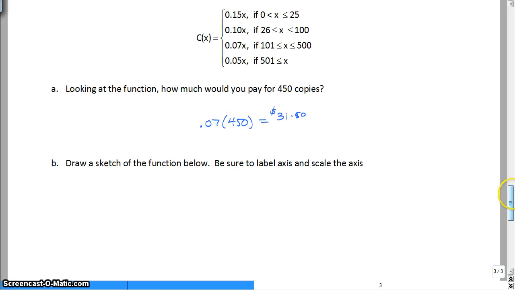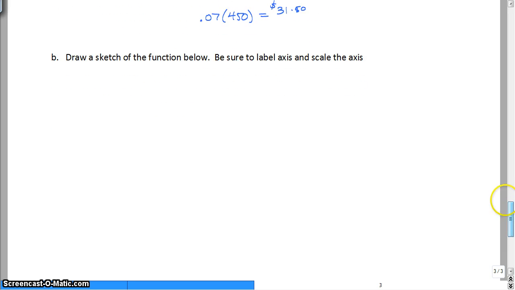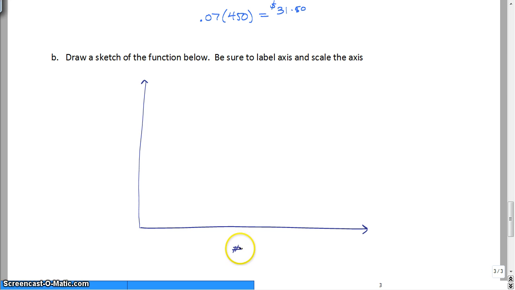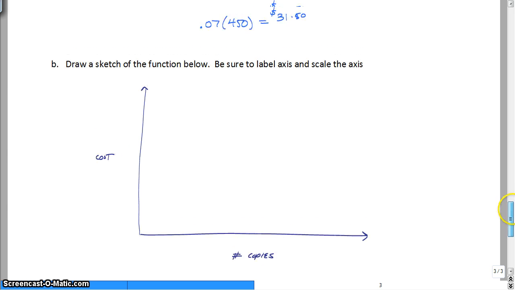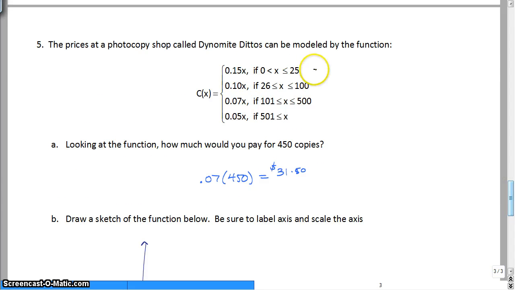So now we're going to sketch the function below. Label the axes and scale the axes. Okay, so here's the thing. When I ask you for a sketch, I'm not asking for perfection, but I better be able to understand what your sketch is trying to tell me. Okay, so we've got to label the axes. So this is the number of copies, and this is our cost. And then we just need to plug in a couple points. Now, to be honest with you, the best way that I can see doing this is just label or get your start and stop for all of these.